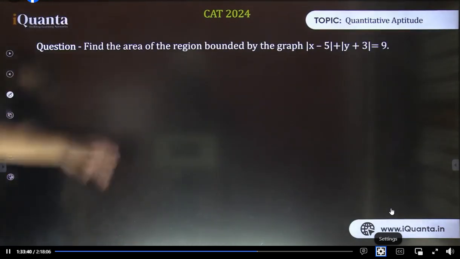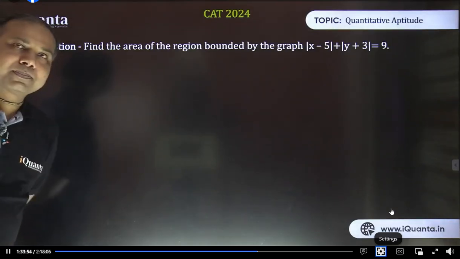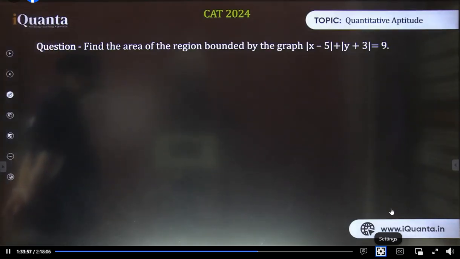One more question. That's an easy one now. Please do it fast. Find the area of the region bounded by the graph mod of x minus 5 plus mod of y plus 3 equals 9. Answer fast.